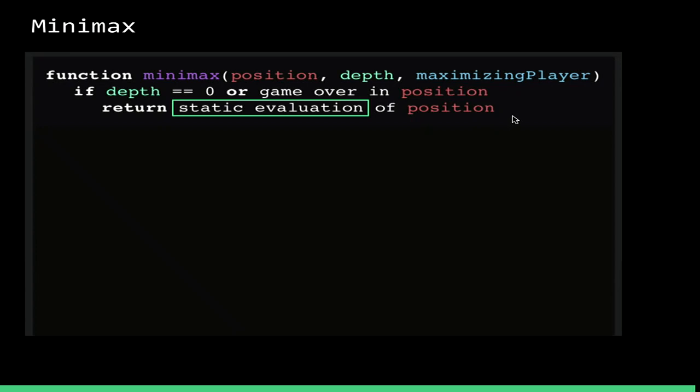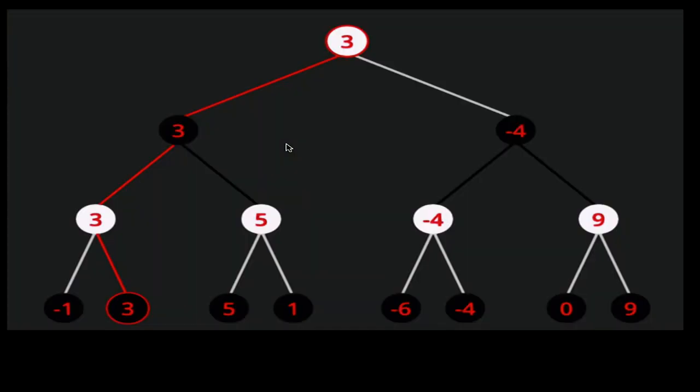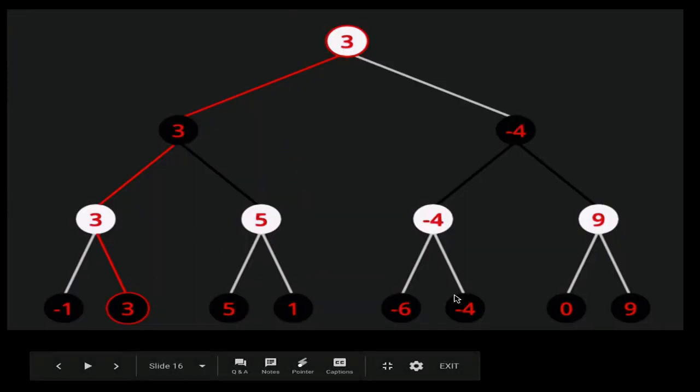The minimax function looks like this. It's recursive. In minimax, you take in position, depth, and the maximizing player, because you need to keep track of whose turn it is: is it the white player's turn or the black player's turn? If depth equals 0 or the game is over, this is pseudocode of course, you will just return a static evaluation of that particular position. These are the base cases, the bottommost row.